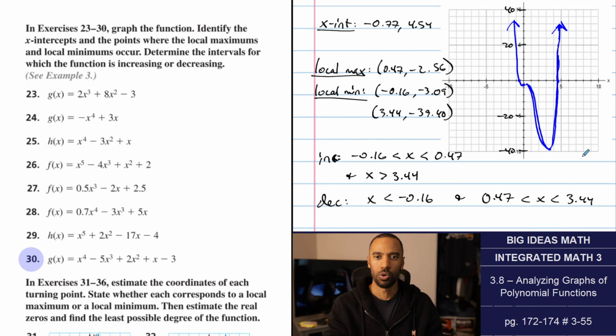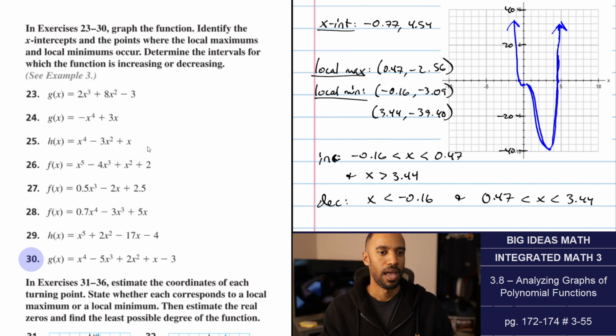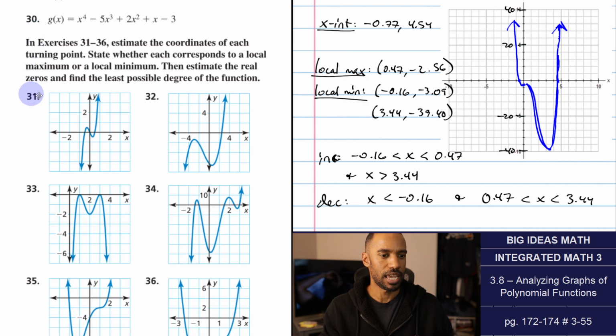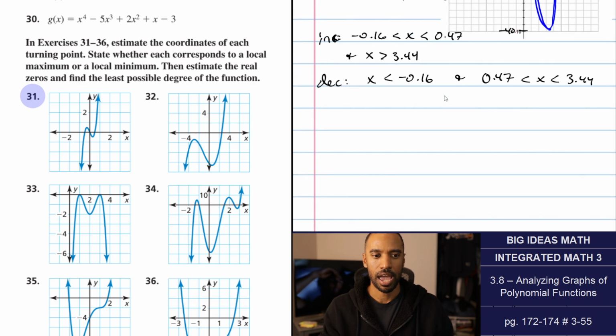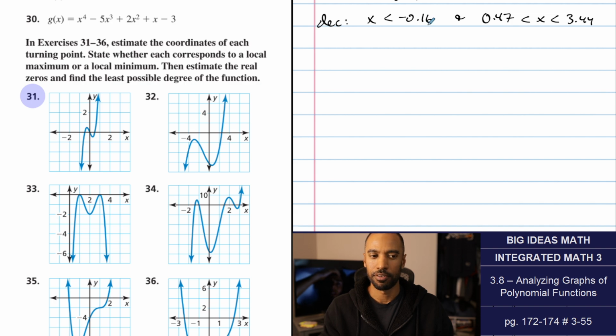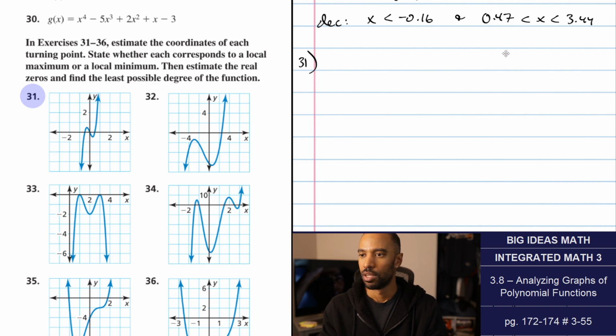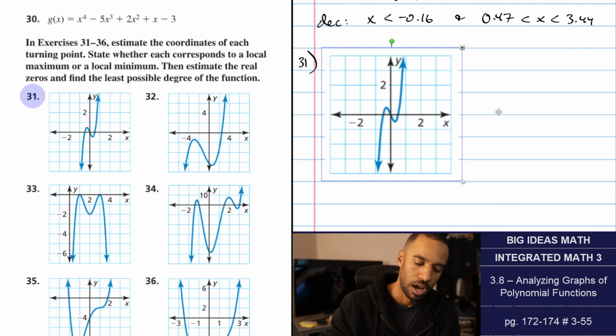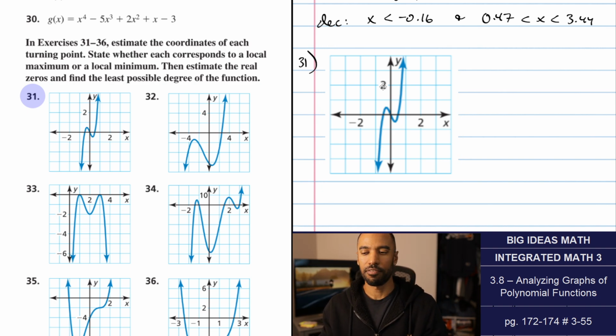Okay. Whew. Glad to be done with those problems, man. Those were interesting. All right. Numbers 31 to 36. Estimate the coordinates of each turning point. State whether each corresponds to a local min or max. Then estimate the real zeros and find the least possible degree of the function. So probably best that I copy and paste these things over. My estimations are going to be my own doing. I'm going to say as close to what I feel they are. I'm going to round to the nearest tenth, I'm sure, in a lot of these. Okay, so estimate the coordinates of each turning point.